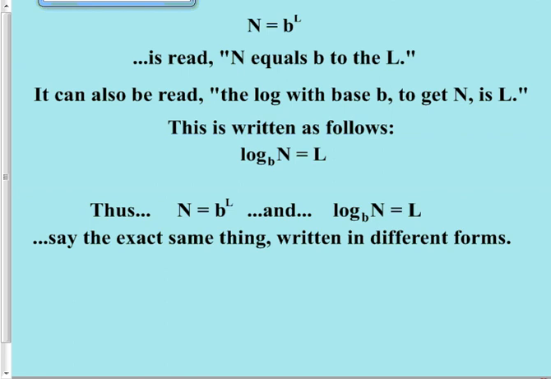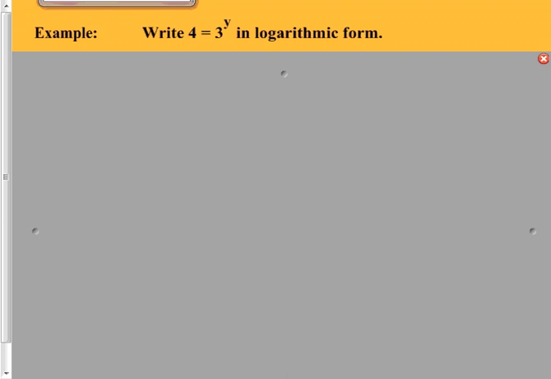Now, why two different versions? Simply speaking, the exponential form on the left is a more mathematical form, and the logarithmic format on the right is more for engineering. As you go higher into mathematics, you're going to find there's a very strong connection between the disciplines of math and the disciplines of engineering. Today we are focusing on getting back and forth between the two formats. Let's say we are looking at a problem where we're instructed to write 4 equals 3 to the y in logarithmic form.